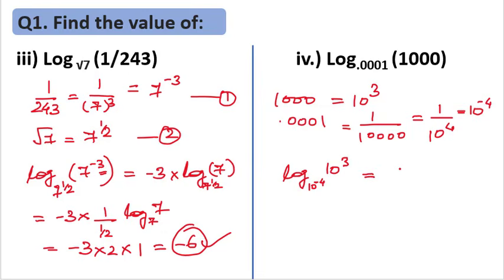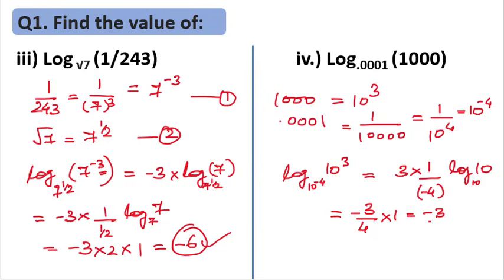I'll apply the properties, my product rule and my base rule. So 3 comes out, multiplied by, what happens when the power is in the base? It comes with an inverse, right? 1 upon minus 4 log 10 to the base 10. This is what it is. So the answer here is minus 3 by 4. And we know this value is 1. So the answer is minus 3 by 4.